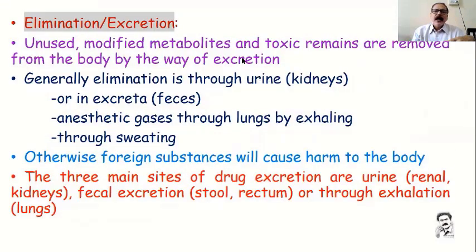One or two important points: unused drugs, modified metabolites and toxic remains are removed from the body by way of excretion. Mostly unused drugs, modified metabolites and whatever poisons are there will be thrown out by excretion. These excretions are of two types. Generally they are eliminated through urine, that is the kidneys, which is liquid, and through excreta, which we call feces. When it is solid it is excreta, and when it is liquid it comes from the urine.